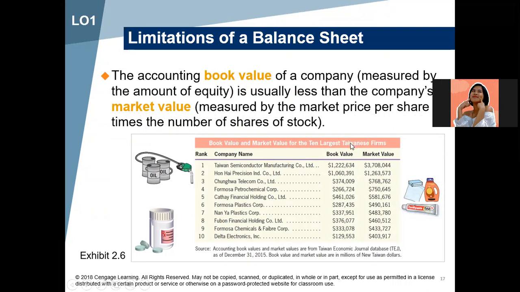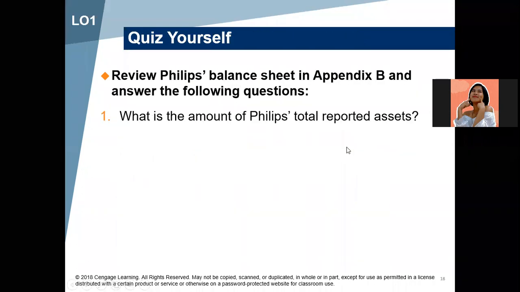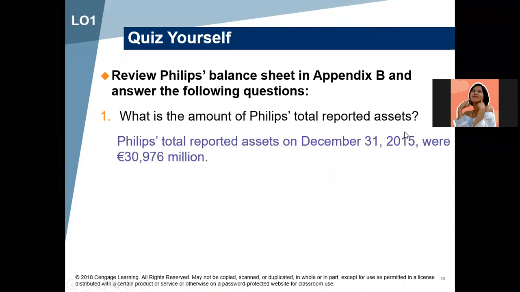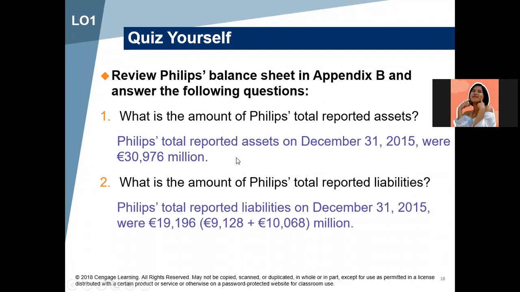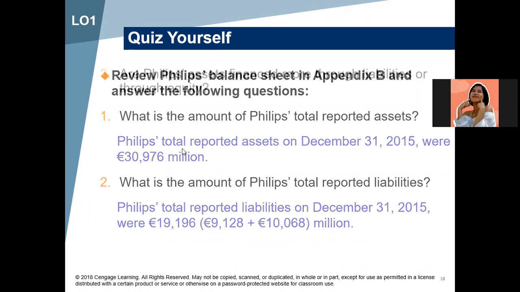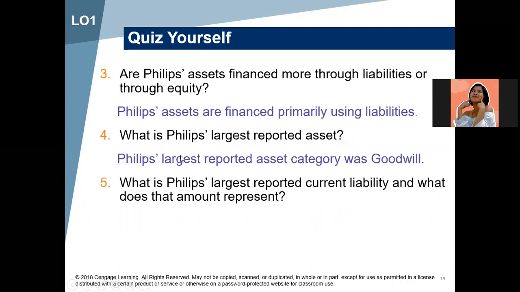Alright. Just read this, no? Later I will give you naman this. So just go to the appendix, no? So parang to test yourself, where do we find out the assets, liabilities, and owner's equity? All right.